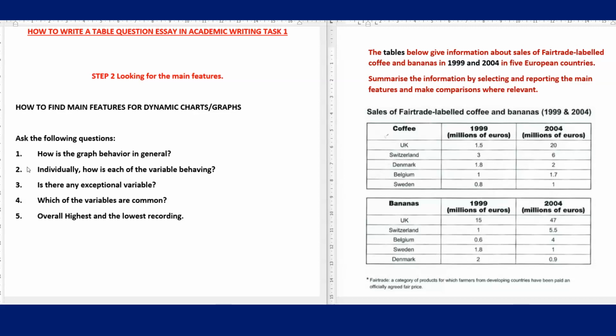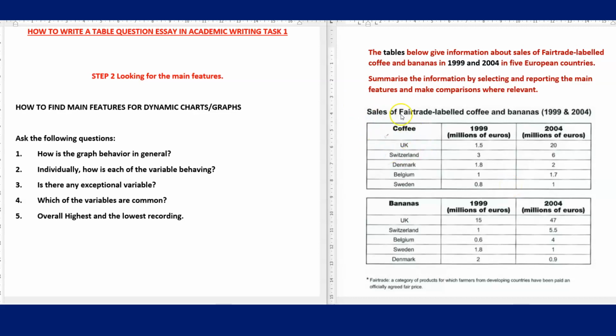First of all, the first question is, how is the graph behaving in general? Because it's a dynamic graph, we can just look at it and answer. So let's go to the UK. When we take the coffee trade itself, UK 1.5 to 20, so we know that the sales went up. Switzerland 3 to 6, it also went up. Denmark 1.8 to 2 also went up. Belgium 1 to 1.7, the sales went up. Sweden 0.8 to 1, so the total sales also went up.